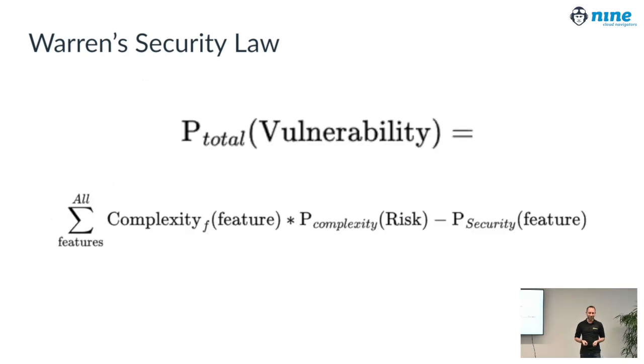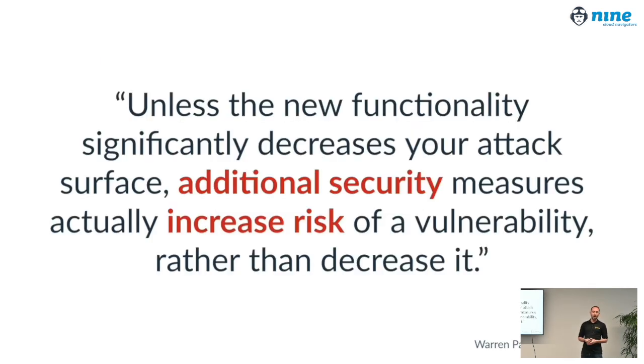I wrote this a different way. The likelihood of vulnerability is the sum of the complexity of all the features times the likelihood of that feature causing a vulnerability, minus whatever additional security you get by adding in that additional feature in the first place. We can summarize this as, unless the new functionality significantly decreases your attack surface, additional security measures actually increase the risk of a vulnerability rather than decrease it.